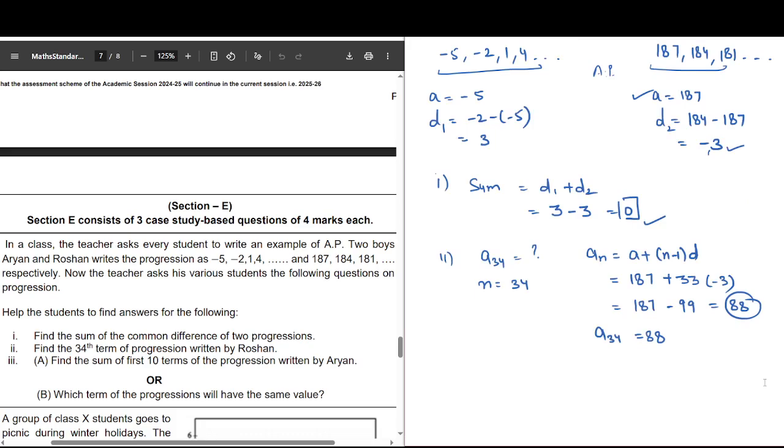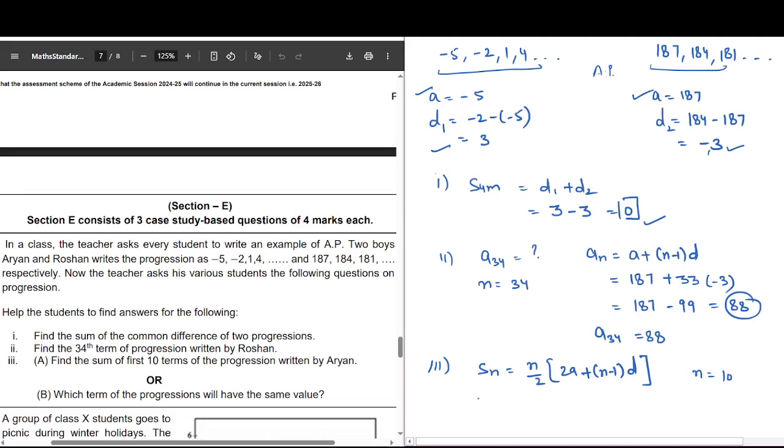The third part says find the sum of the first 10 terms of the progression written by Aryan, right? So now we have to find the sum of the first 10 terms. So we know that the sum of the first n terms of an AP is given by Sn, that is n by 2, 2a plus n minus 1 into D. So we have the value of A as -5, we have the value of D as 3. So we will put the values here. N is 10.